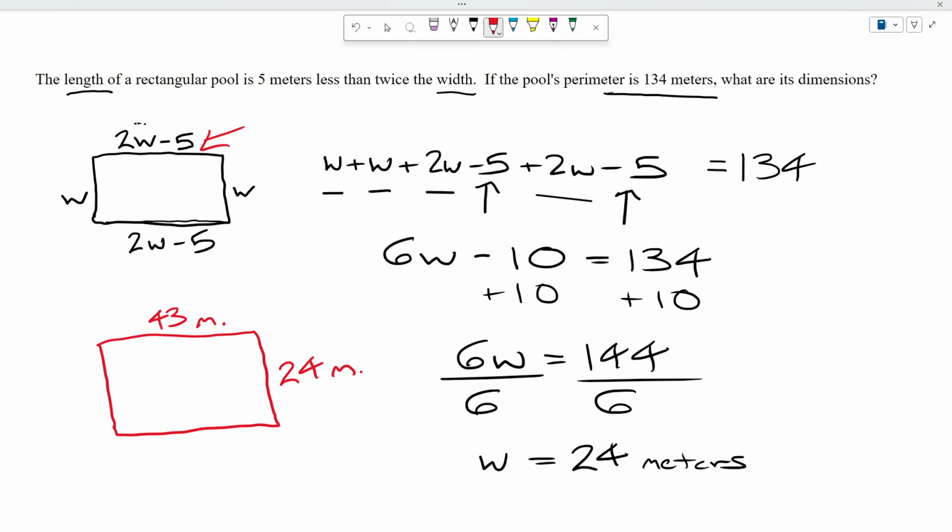And we can always check ourselves. 43 times 2 is 86, plus 24 times 2, that's 48, and 86 plus 48 is indeed 134 meters for our perimeter. So this looks good here. I guess it was looking for the dimensions, so this will be our answer: the dimensions are 43 by 24 meters for this pool.